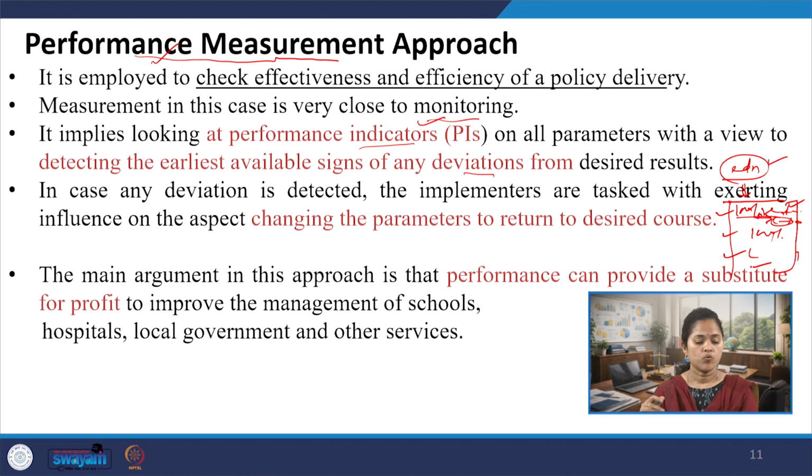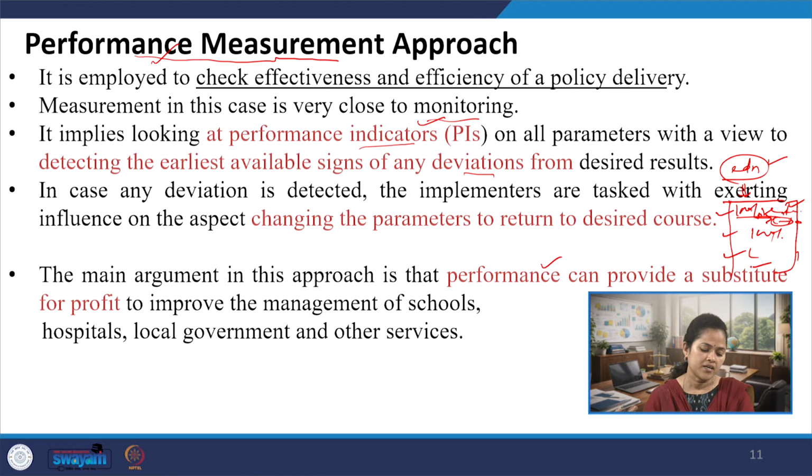Okay. So what is the main argument of this performance measurement approach? The main argument of this approach is that instead of taking profit as an indicator for the success or failure of a policy or a project, we can also take performance as a substitute. So performance can provide a substitute for profit.